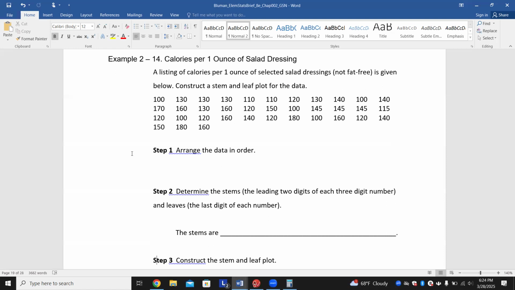All right, so we're going to arrange the data in order. So let's work on that. Least to greatest. So these are all 3-digit numbers. So I think 100 would have to be the smallest one. There's a second 100. There's another one. There's another one. There's another one. All right, I see 130. I wonder if there is. There's a 110. A 110.